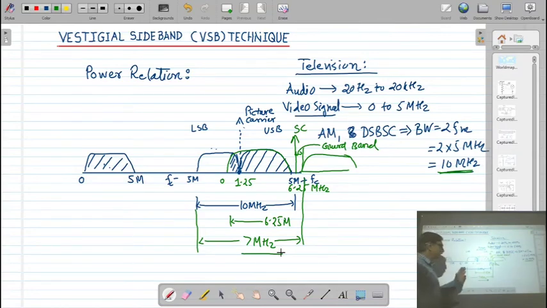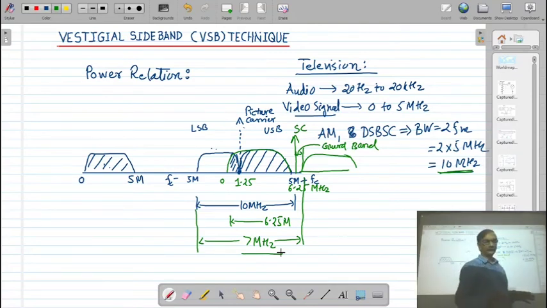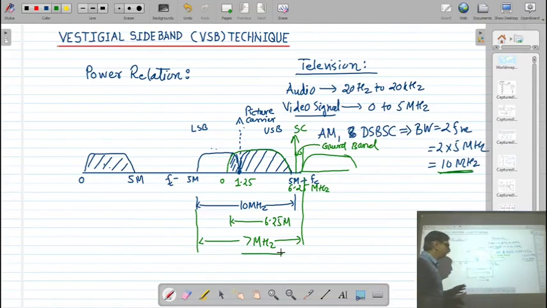And here, by using the vestigial sideband, the filter is easy to design. There is no complexity, because we don't require a very sharp cutoff frequency. Correct? And that's why this technique is used in television. So, this is an application of the vestigial sideband technique. Now, let us see an example.